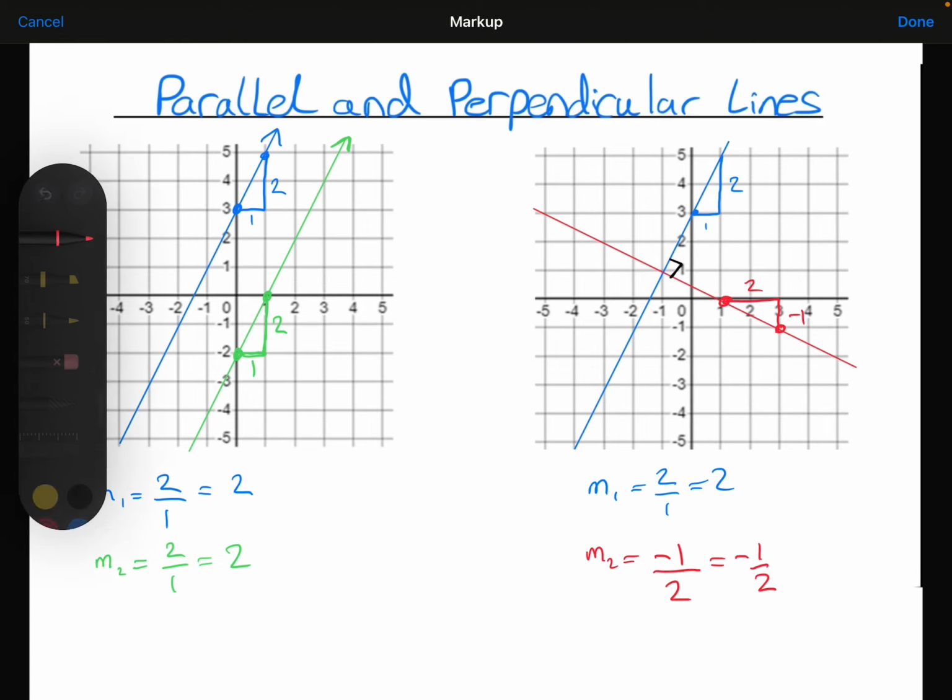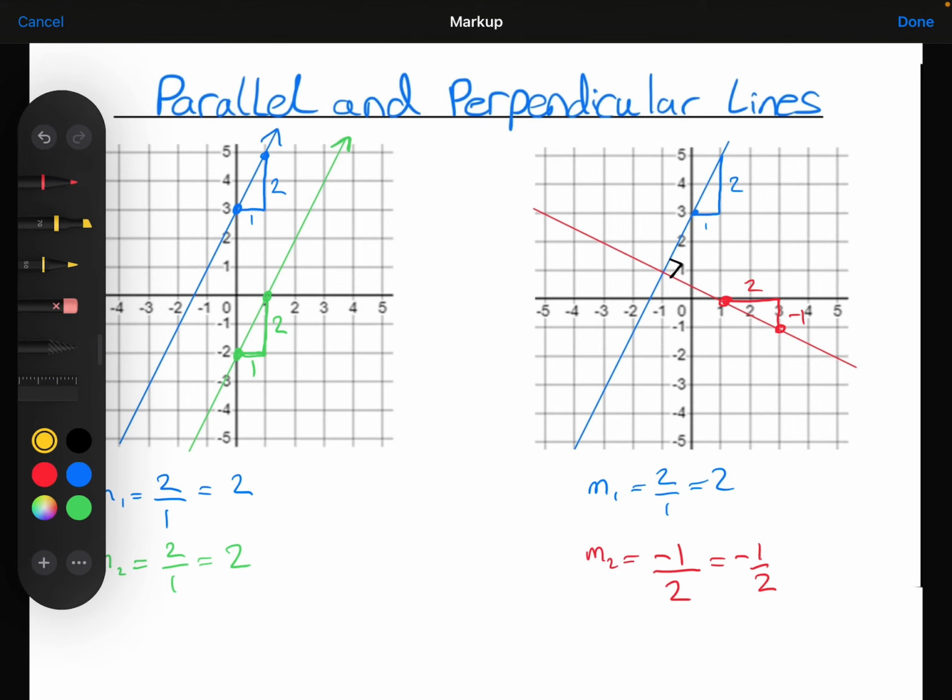So when we have perpendicular lines, you will have remembered this from GCSE as being the negative reciprocal. What this means is the gradient of my first line was 2/1. If I did the reciprocal of that, so flip it upside down, 2/1 becomes 1/2, and it's the negative reciprocal, so -1/2.